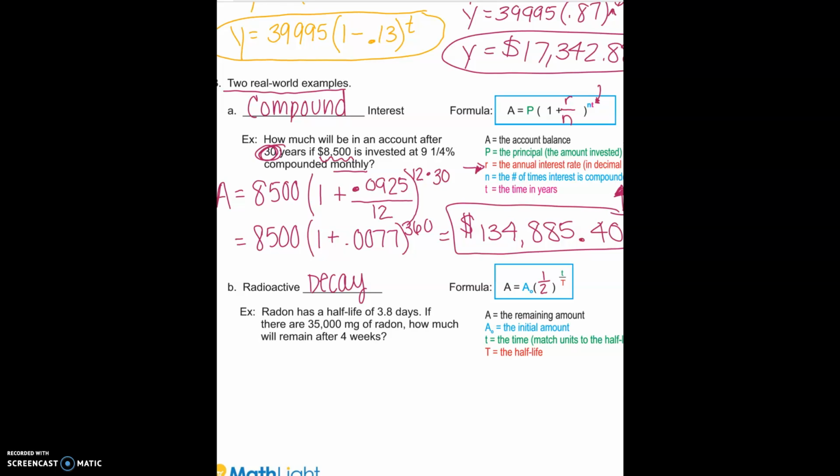So if we look at our example, radon has a half-life of 3.8 days. If there are 35,000 milligrams of radon, how much will remain after 4 weeks? So when I plug in all my information here, I'm left with 211.8 milligrams of radon. Now, the only thing to take note of is that my exponent has to be in the same units. So instead of weeks, I need days.